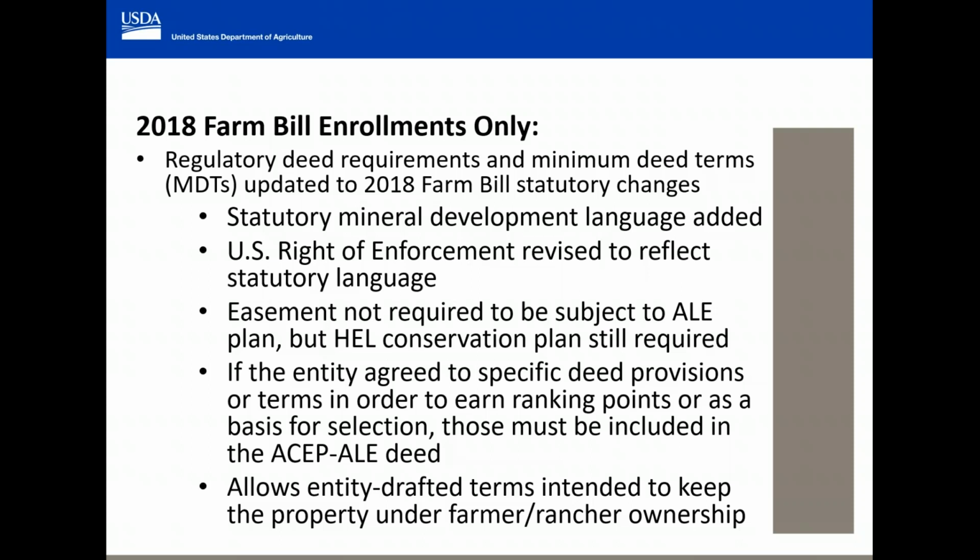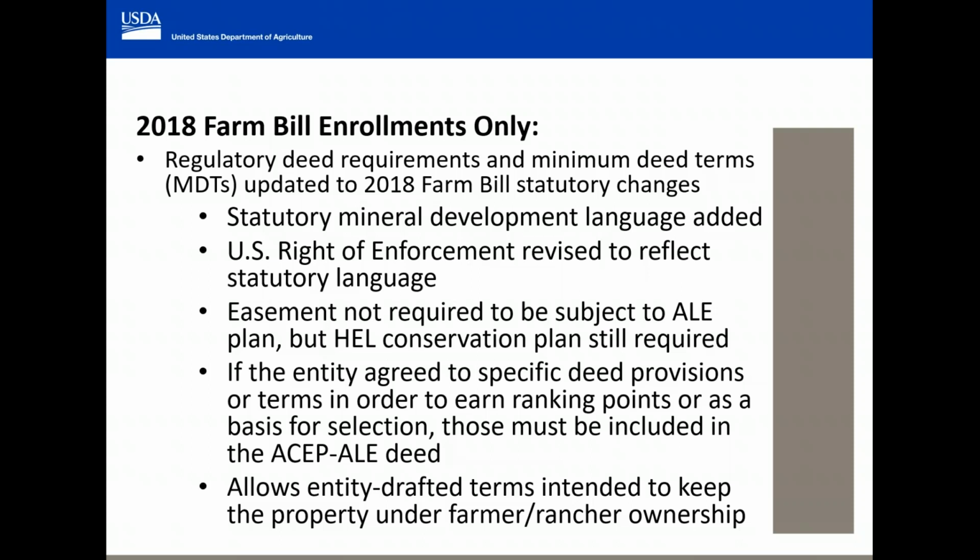Specifically, we have restricted the U.S. right of inspection as required under the 2018 Farm Bill to only apply in situations where the entity has failed to monitor, or NRCS can express a, quote, reasonable and articulable belief that there has been a violation of the terms of the easement. And then also, if NRCS is going to exercise its right of inspection, it needs to notify the landowner and the holder of the ALE before doing so. So those are a couple of changes.